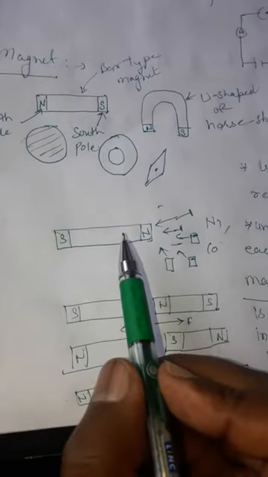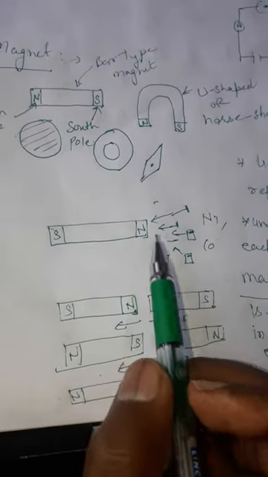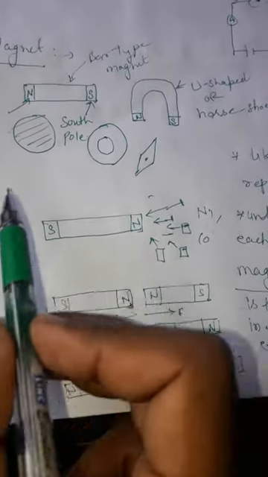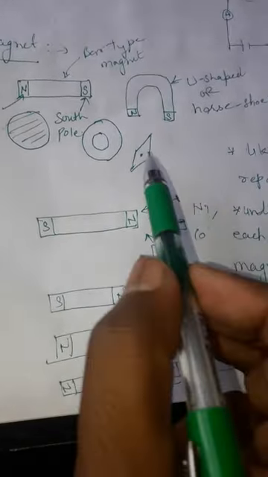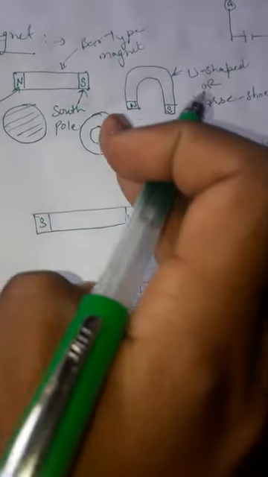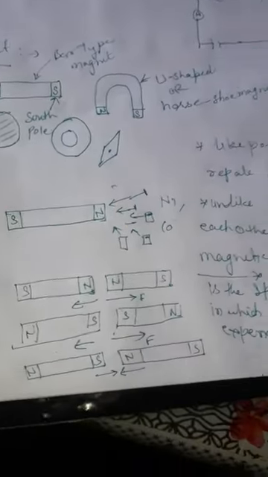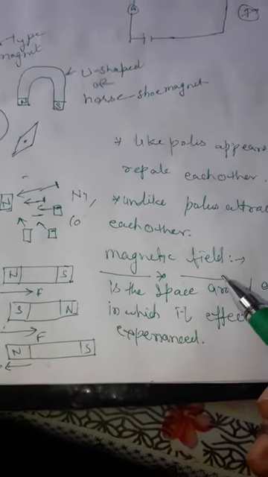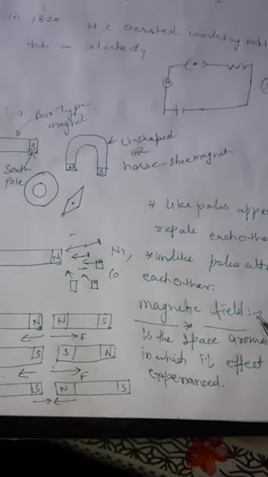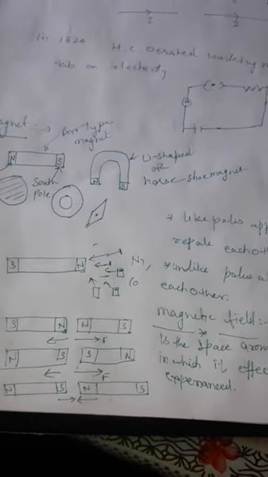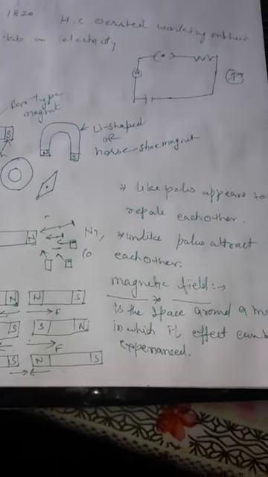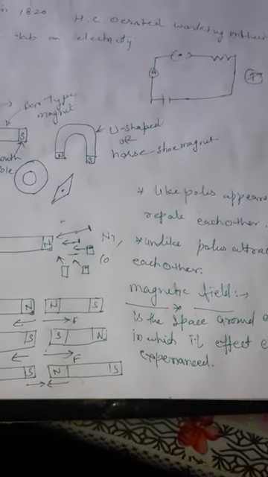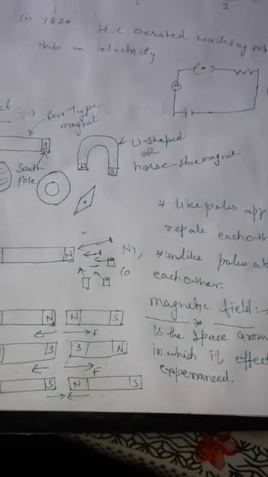Suppose we have a magnet like this. Then the space around this magnet up to which its force of attraction or repulsion can be experienced is called the magnetic field of the magnet. So that's all about the introduction. In the next video we will discuss the field lines and their properties. Thank you very much.